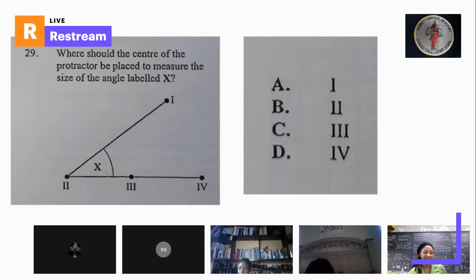Madison, can you see 29? Yes, miss. Read it for me, please. 29. Where should the center of the protractor be placed to measure the size of the angle labeled X? Miss, I say B, 2. All right, that's correct. So right here, we would put the center of the protractor right there to measure the angle.